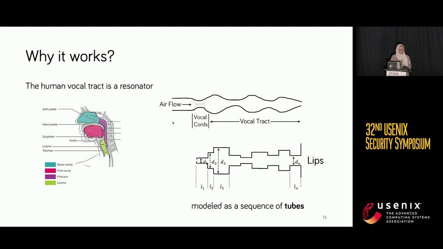Okay, so the question now is why it works and how. How can a tube impersonate another person's voice? I will show here the intuitive explanation, and the mathematical one is in the paper.